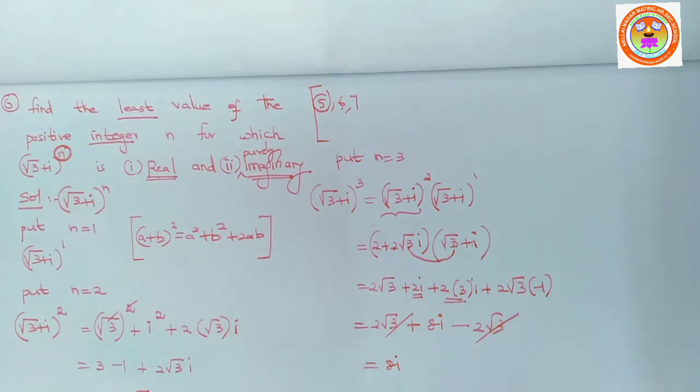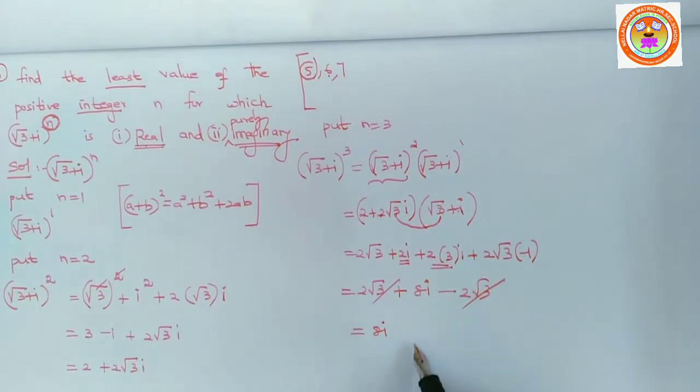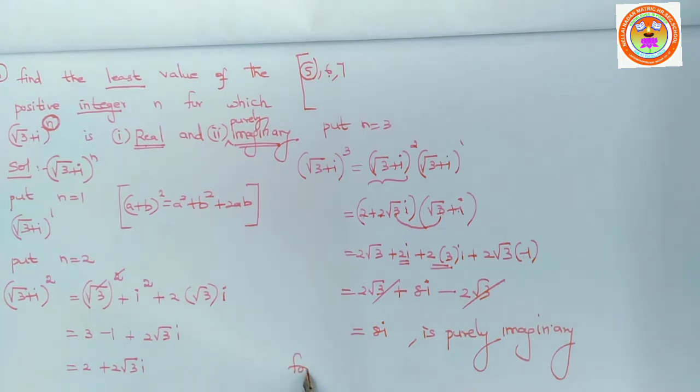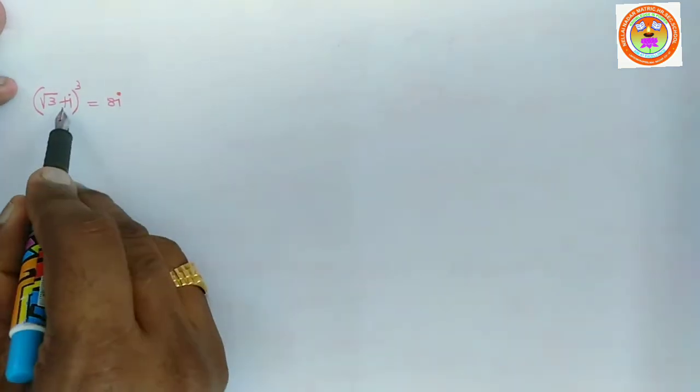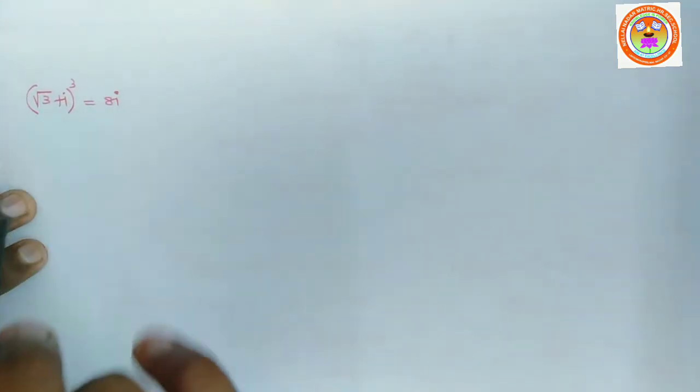There is absence of real. Therefore it is purely imaginary. When n equal to 3, (root 3 plus i) whole power n is purely imaginary. Next I need to find for real. How to find real? Finding real is very easy. (Root 3 plus i) the whole cube is equal to 8i. This is our purely imaginary.